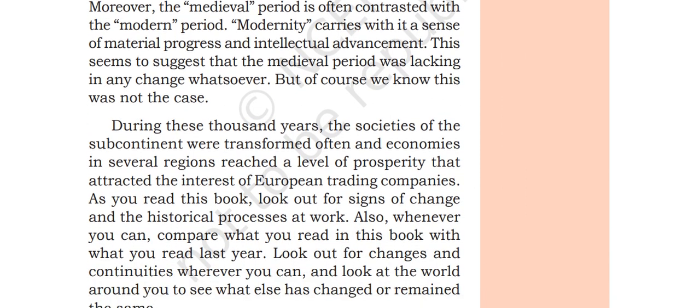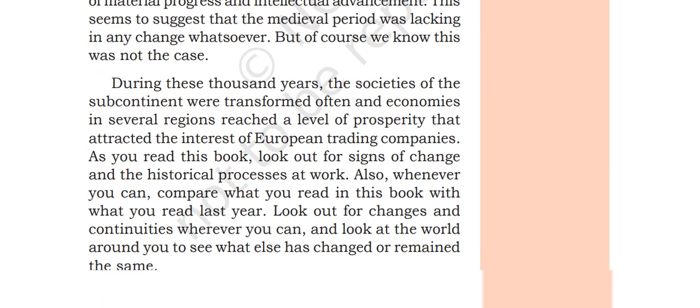This seemed to suggest that the medieval period was lacking in any change whatsoever, but of course we know this was not the case. During these 1,000 years, the societies of the subcontinent were transformed, and economies in several regions reached a level of prosperity that attracted the interest of the European trading companies.